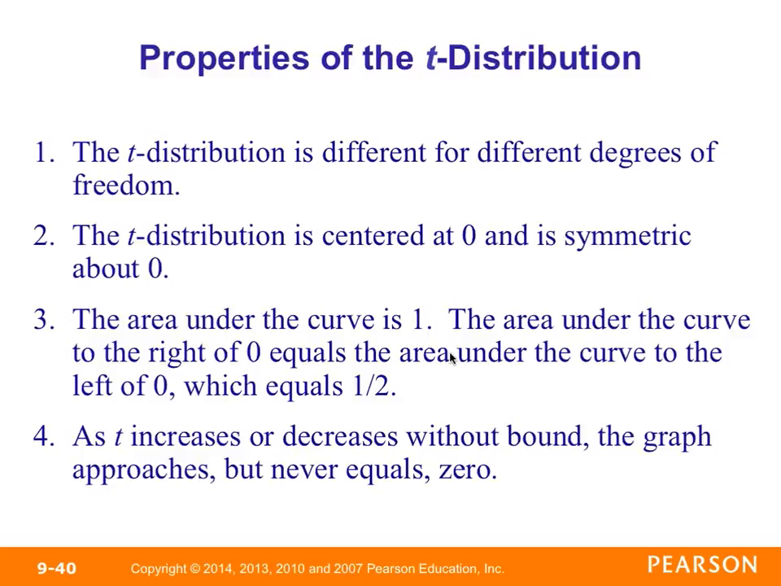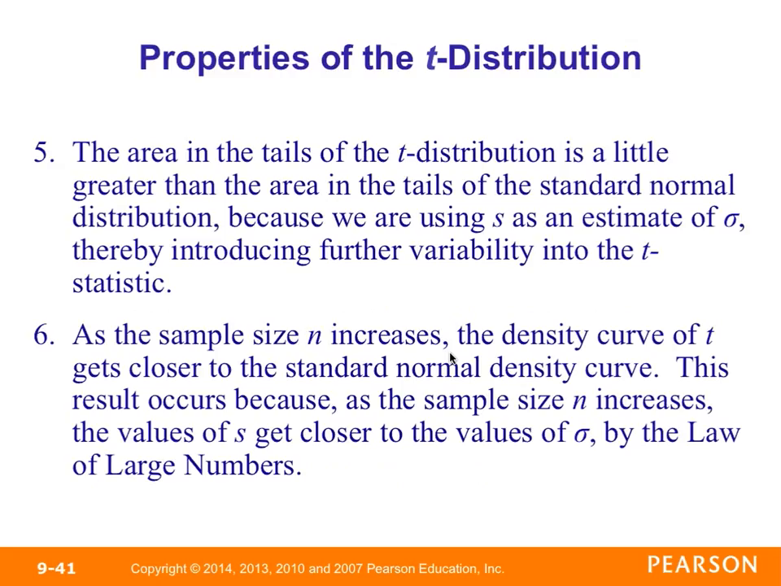So here's a summary of the properties of the t-distribution. It's different for different degrees of freedom, so if we look at different sample sizes, the t-distribution is going to change. It's centered at 0 and it's symmetric. The area under the curve is 1. The area to the right of 0 is 1/2, and to the left of 0 is also 1/2. And as t increases or decreases without bound, the graph is going to approach but never equal 0.